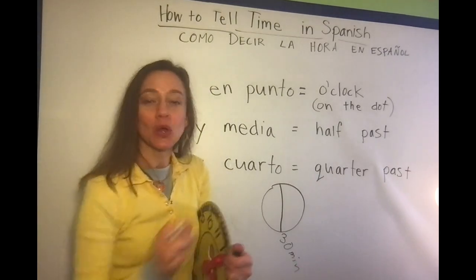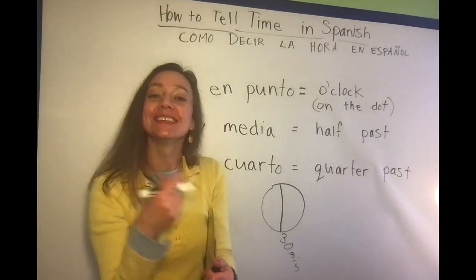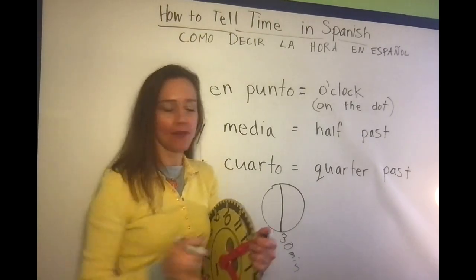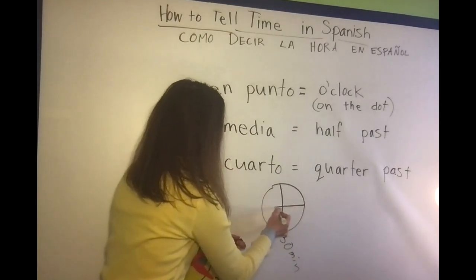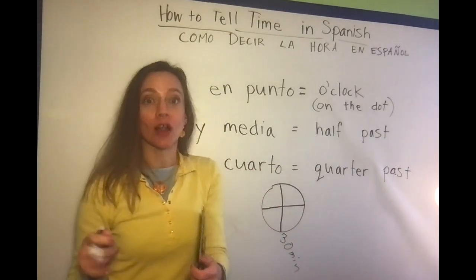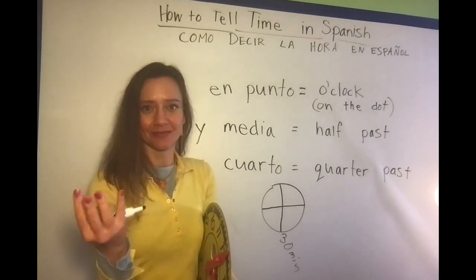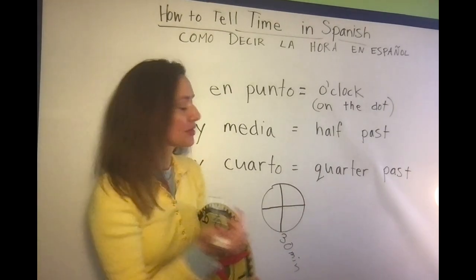30 minutos. We know that a whole hour is 60 minutes. But now we want to know how much is a quarter of an hour. Well, let's split our circle into quarters or fourths. We have 1, 2, 3, 4. That's why there's a quarter, because it's a fourth.